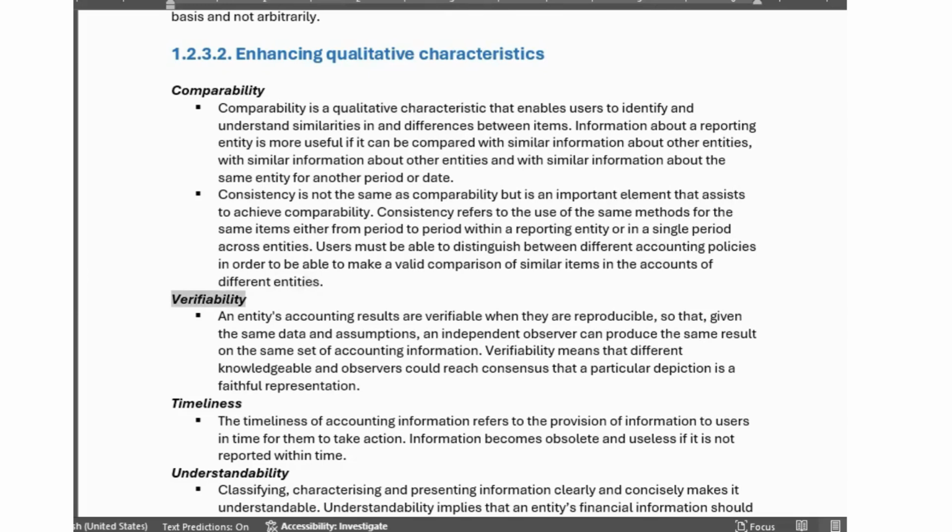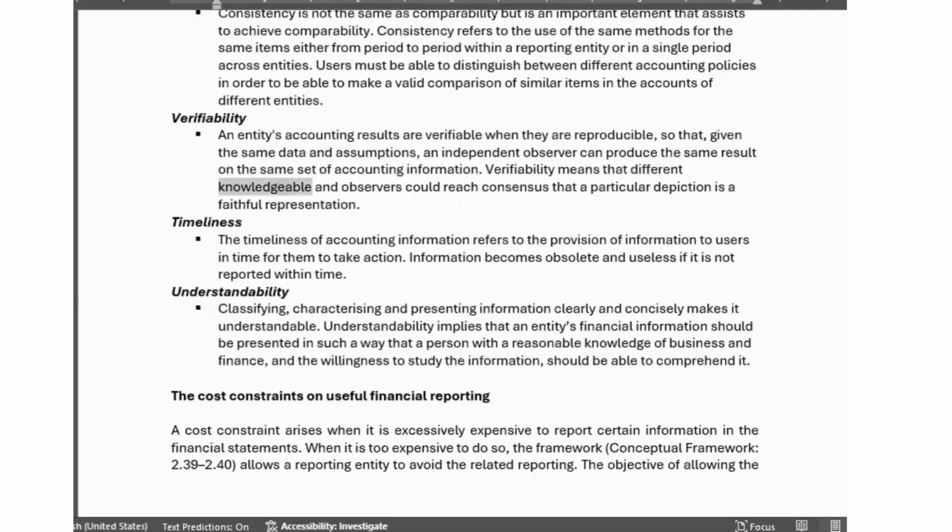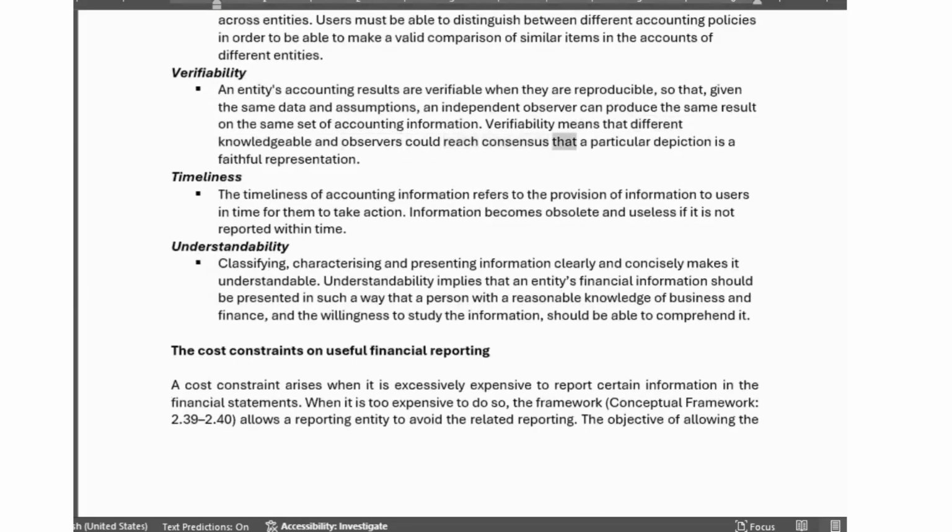Verifiability. An entity's accounting results are verifiable when they are reproducible, so that, given the same data and assumptions, an independent observer can produce the same result on the same set of accounting information. Verifiability means that different knowledgeable observers could reach consensus that a particular depiction is a faithful representation.